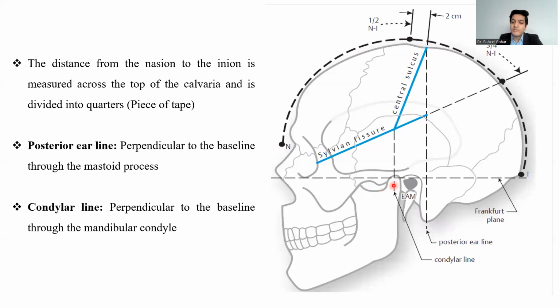One of the processes of the mandible is known as the condylar process, and we draw one line above from the condyle, and it is known as the condylar line. There is one more line which is known as the nasion-inion line. We know the point nasion, we know the point inion. So we draw a line here from nasion till the inion. This is known as the nasion-inion line.